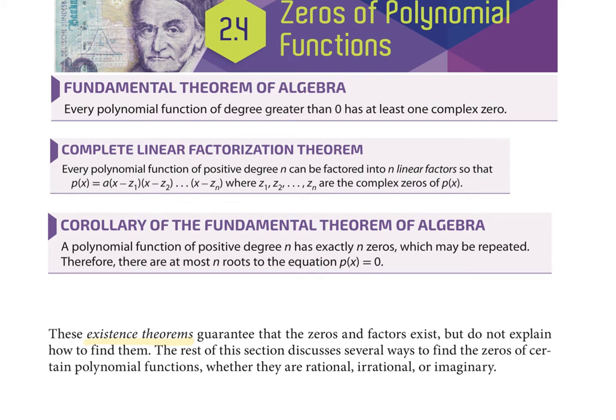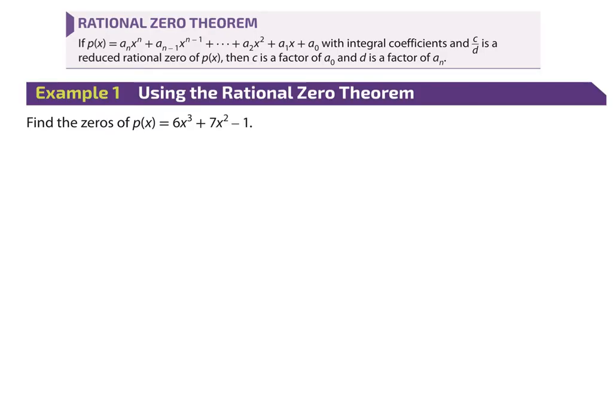So we're going to talk about ways to find them. This is just an existence theorem. It literally just says the zeros exist. That's what this theorem says. And then we're going to look at how you show that they exist, and more importantly, how you find what they are. So let's look at the first one, the rational zero theorem.